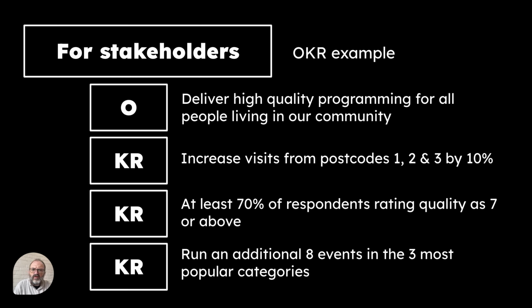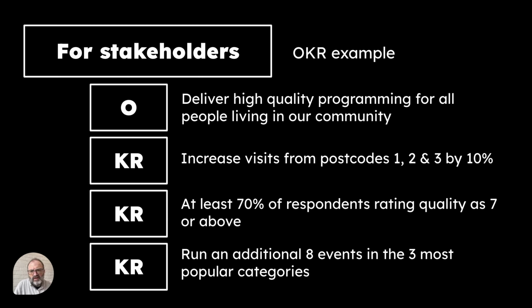An example of that is that your strategic objective could be to deliver high quality programming for all people living in our community. That's a sentence we see in a lot of mission statements or variations thereof. So the key result, what would actually support that? How would you know that you are delivering high quality programming for all the people living in your community? Well, a key result might be increasing visits from certain postal codes. So you could say our key result is to increase visits from these three postal codes by 10%.